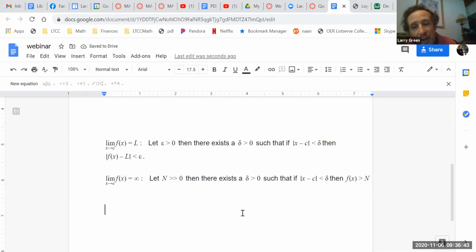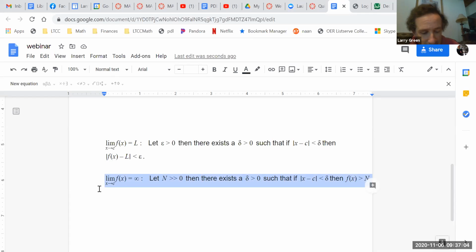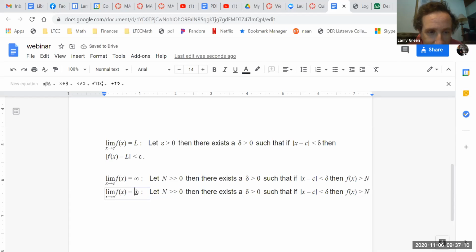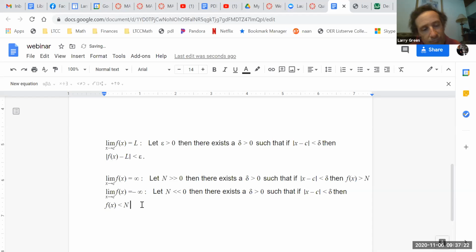So it says that if somebody gives you an N, then you can say, I can get really close to c so that no matter where you are in my little close-to-c interval, you're going to be bigger than N when you apply the function. And that's what it means for the limit to be infinity. And just to note, because it's very easy to do when you have copy and paste, if we want to go to negative infinity, then we have an N much less than 0, and we want to make sure that f of x is less than N. So nothing really changes. You just have to be on the other side.